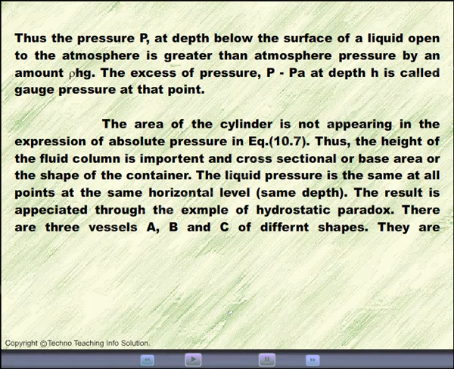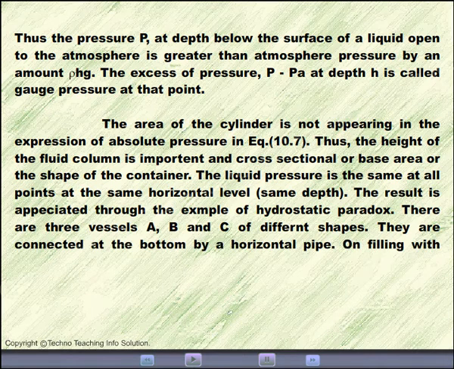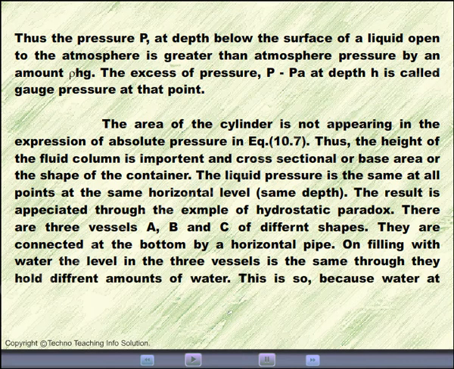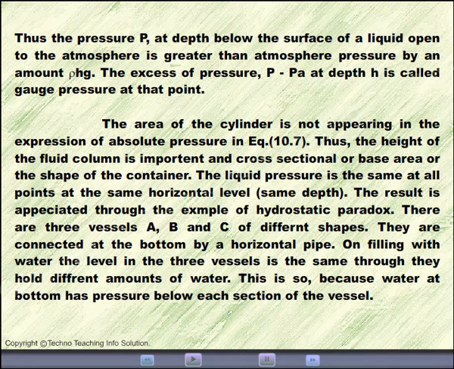There are three vessels, A, B and C, in the adjacent figure, of different shapes. They are connected at the bottom by a horizontal pipe. On filling with water, the level in the three vessels is the same, though they hold different amounts of water. This is so because water at the bottom has the same pressure below each section of the vessel.